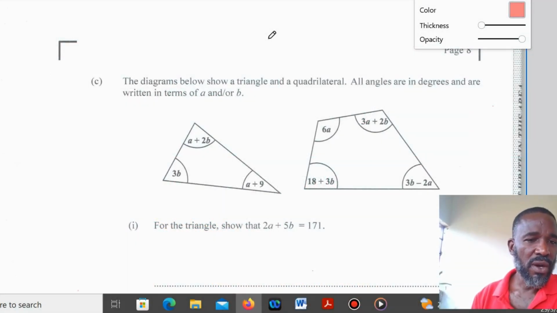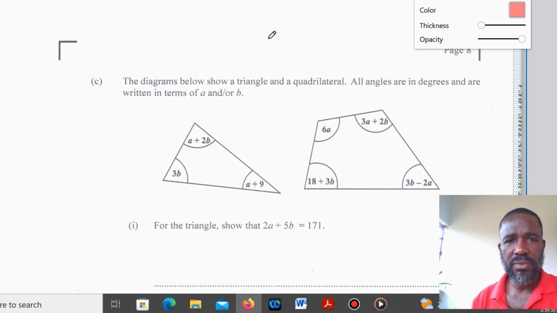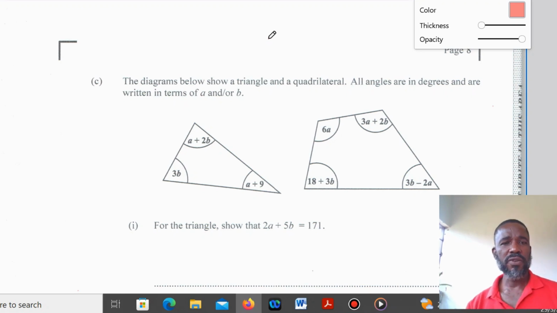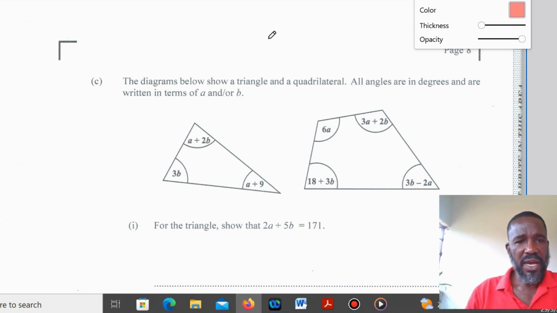The solution of the January 2024 paper. We are at 2C, and it says in the diagram below, show a triangle and a quadrilateral. All angles are in degrees and are written in terms of A and or B. Okay, so for part 1, we are supposed to show that the triangle, show that 2A plus 5B is equal to 171. So that's what we are going to be doing.